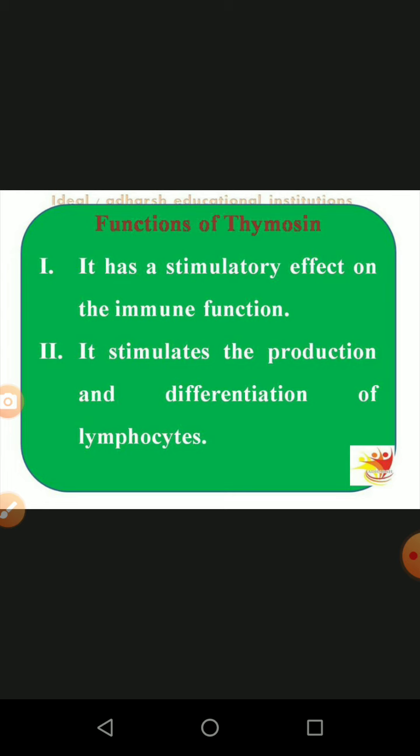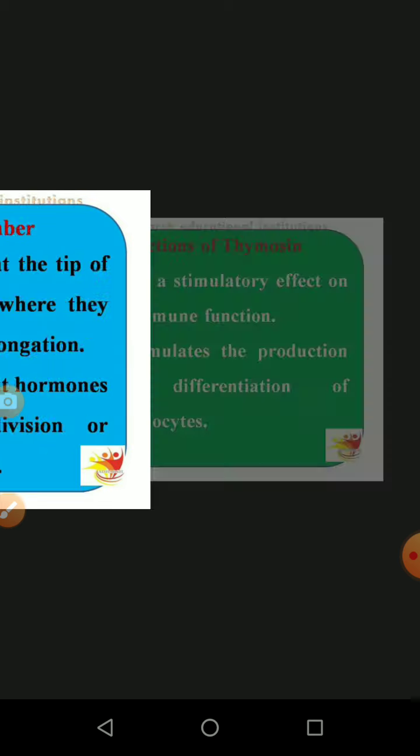Then it stimulates the production and differentiation of the lymphocytes. So different types of lymphocytes are available in our body, lymphocytes, monocytes, like that. Then all of these are differentiated by means of the hormone thymosin.